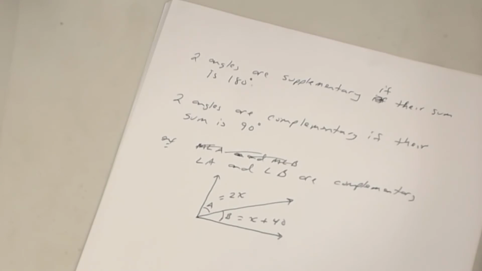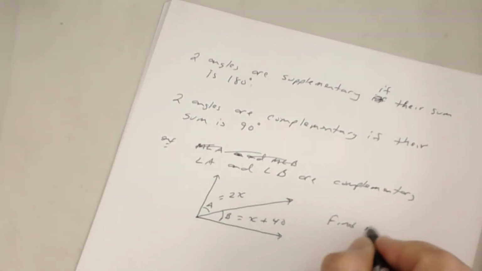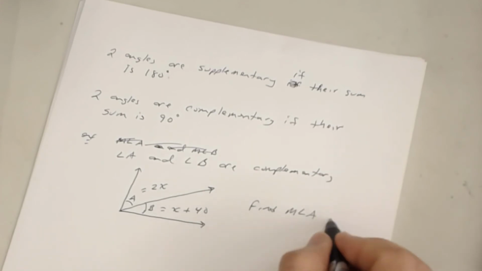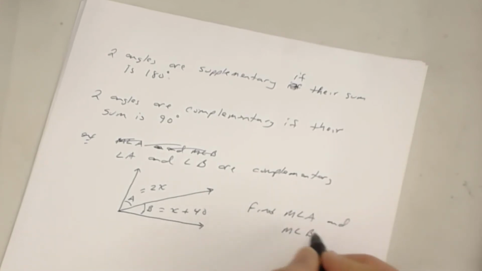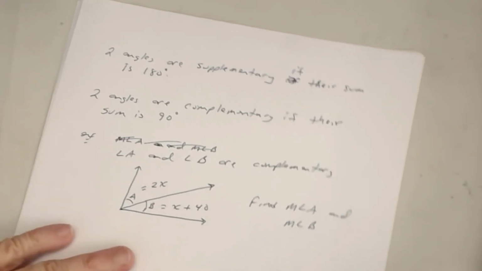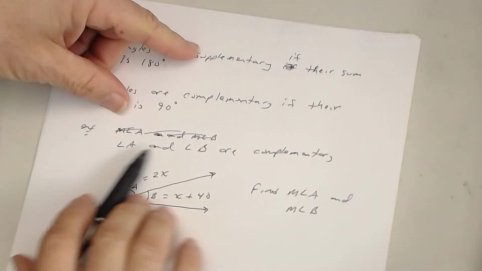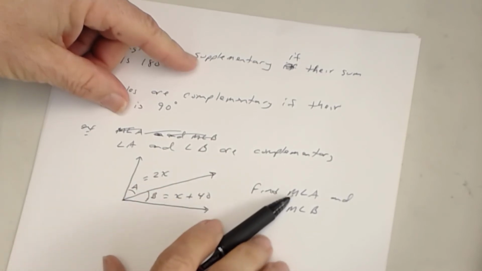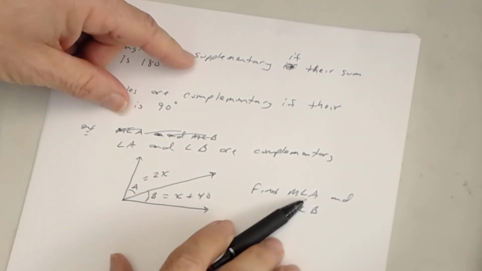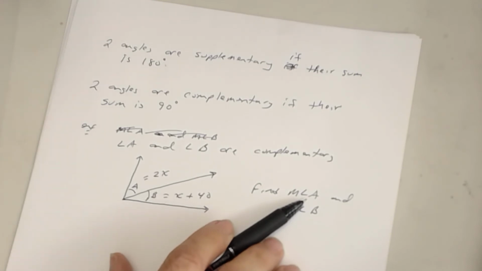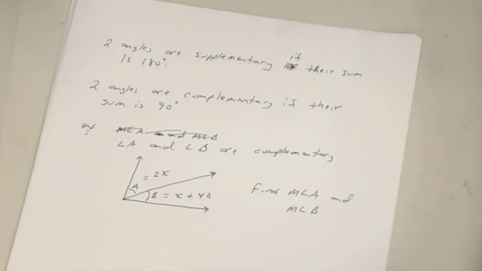All right. So angle A is represented as 2x, angle B is represented as x plus 40, and the question is, find the measure of angle A and the measure of angle B. So remember how to read this. This is read angle A and angle B are complementary. This is read the measure of angle A, meaning how many degrees is it, and the measure of angle B. How many degrees is that?